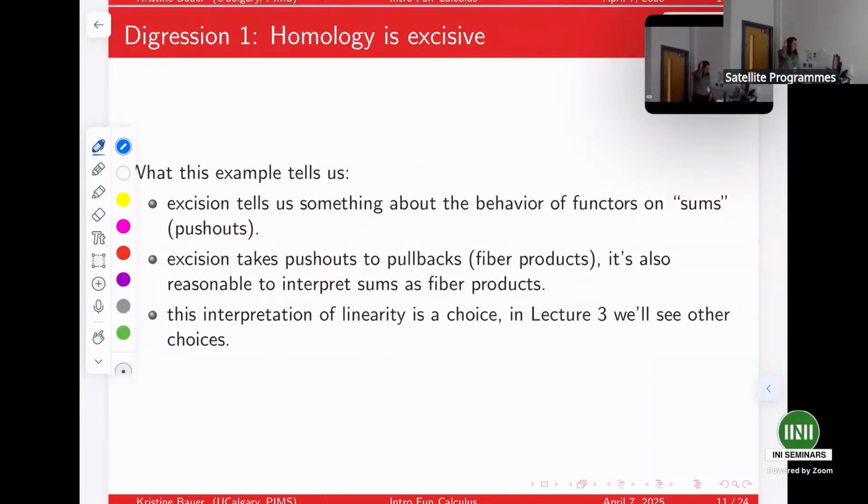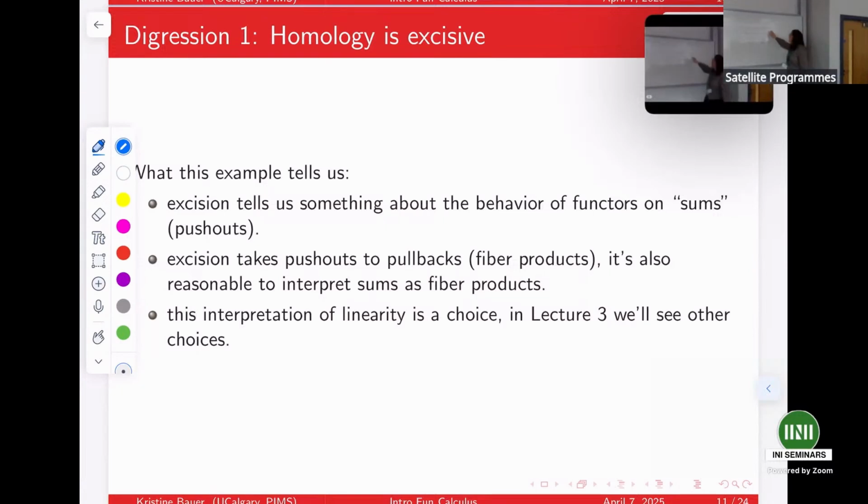One example that gives us a reason to think about excision as linearity. Okay, and I even have a slide that says, excision tells us something about the behavior of functions on sums, thought of as pushouts. Excision takes pushouts to pullbacks. Pullbacks are fiber products, so we're really thinking about a product here. And it's also reasonable to interpret addition on the outside as a product. And then finally, I just want to say once again that this interpretation of linearity is a choice. And in lecture 3, I will show you some other choices, but we'll wait until we get there.